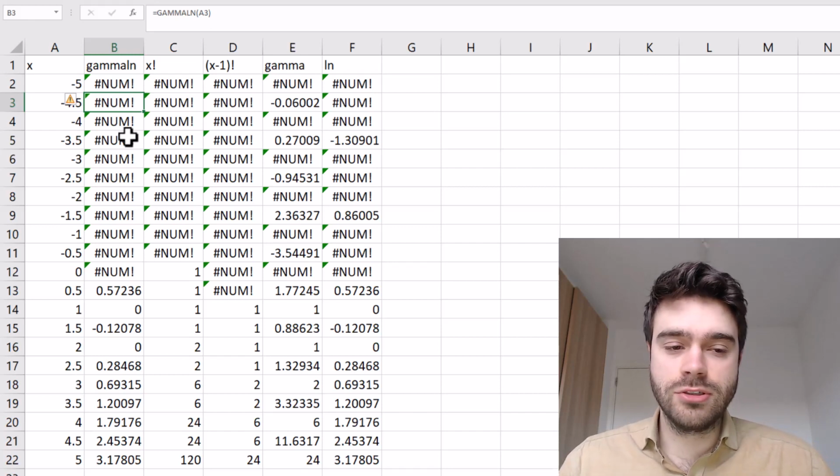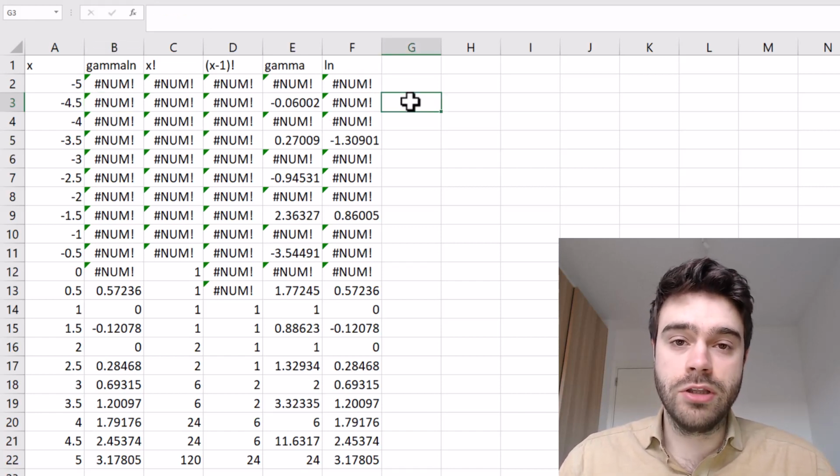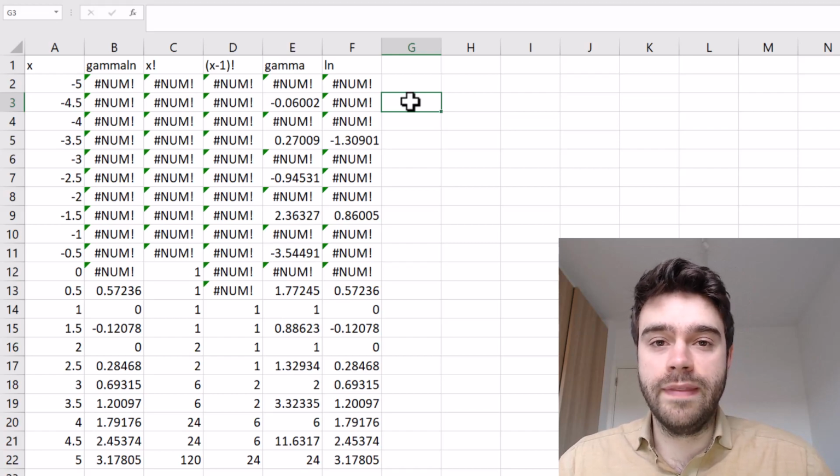So this is something to take into consideration whenever you're working with the GAMMALN function, that it will not return correct results when using the GAMMALN function on negative numbers.